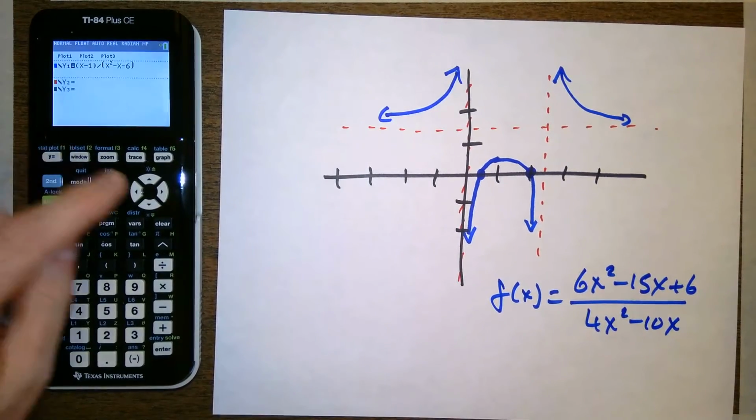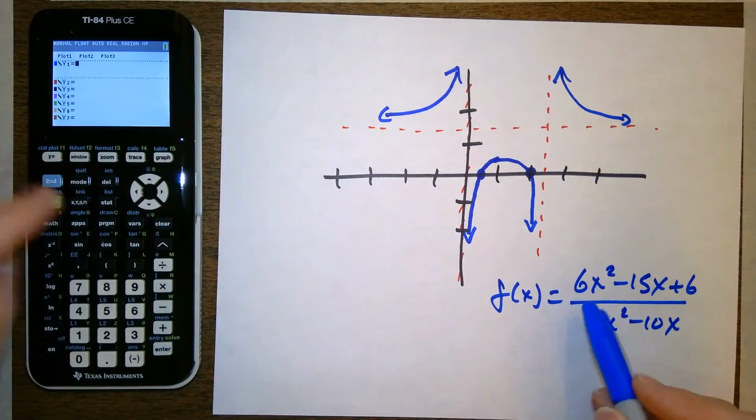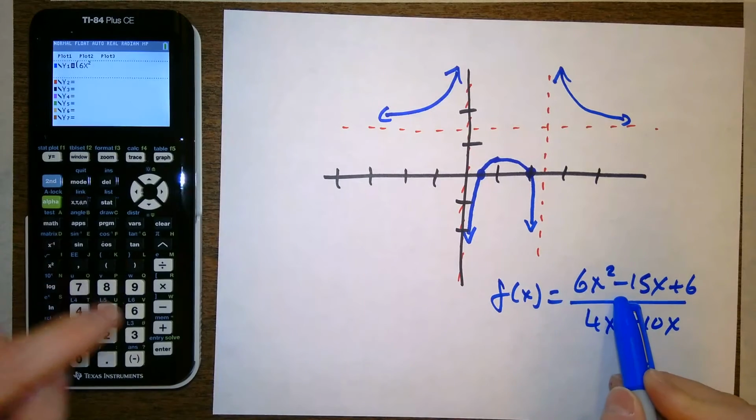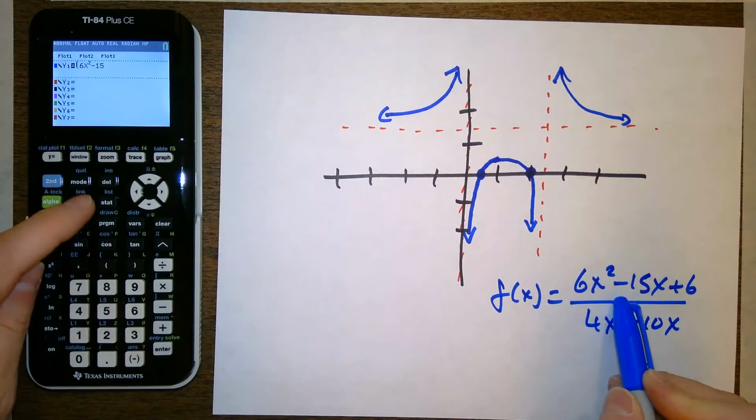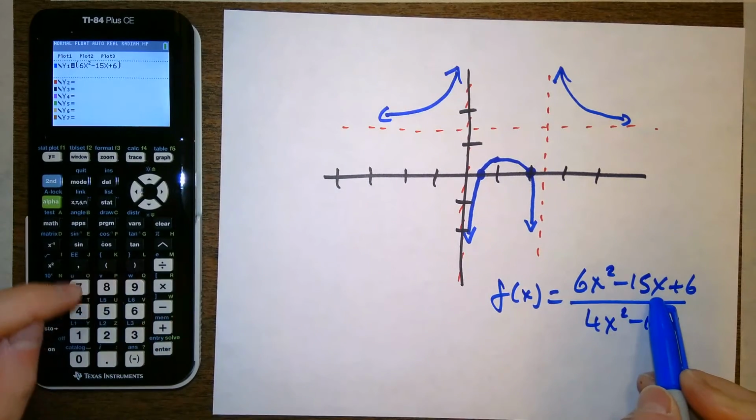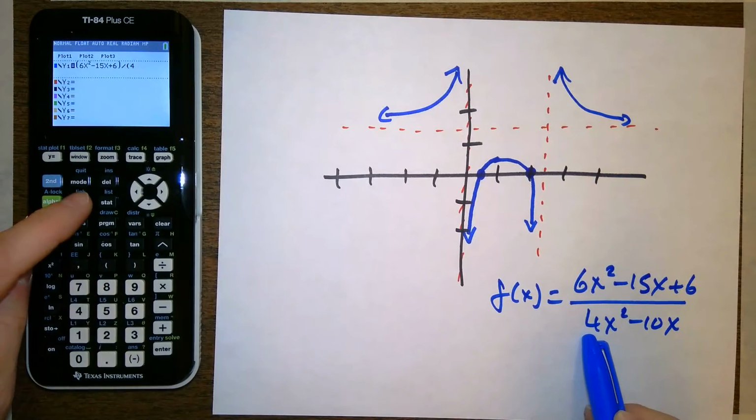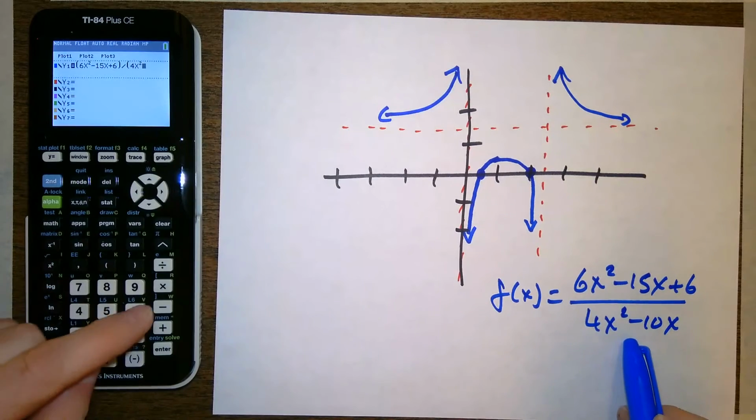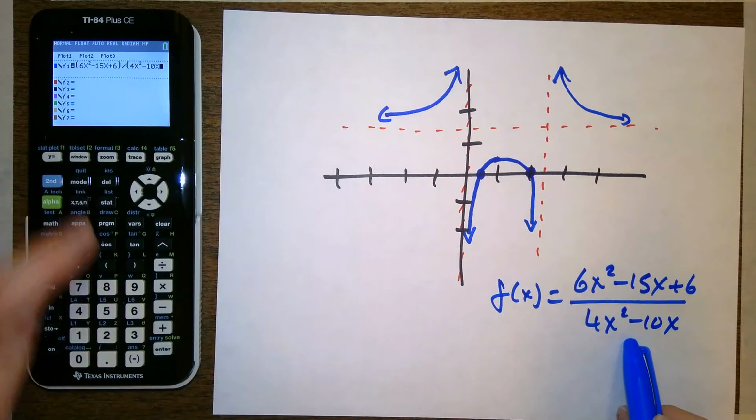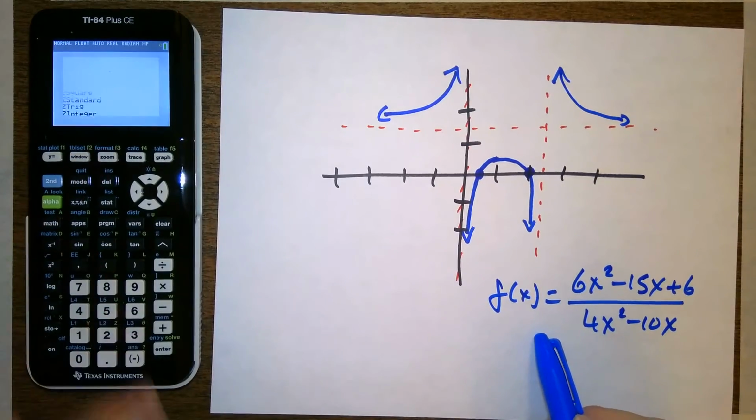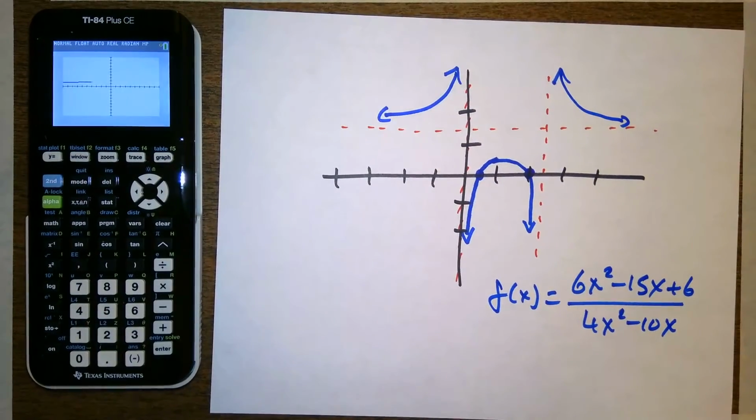So on the calculator, go to my y equals, and I'm going to open parentheses, 6x squared minus 15x plus 6, close parentheses, divided by, open parentheses, 4x squared minus 10x, close parentheses. Go to a standard viewing window. And here it is. There it is, running up the axis, running down the axis.